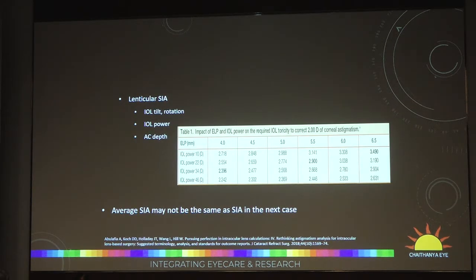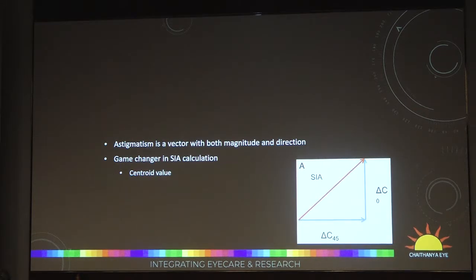Then there is also the lenticular SIA. There can be IOL tilt that can produce a surgically induced astigmatism. To prevent that, make sure you have enough coverage of the anterior capsular rim around the optic of the IOL. And if the actual AC depth is more or less than the predicted one, you can have a difference in not just the spherical power, but also the toricity. And remember that average SIA may not be the same as the SIA in the next case. However, there's very little that we can do about it.